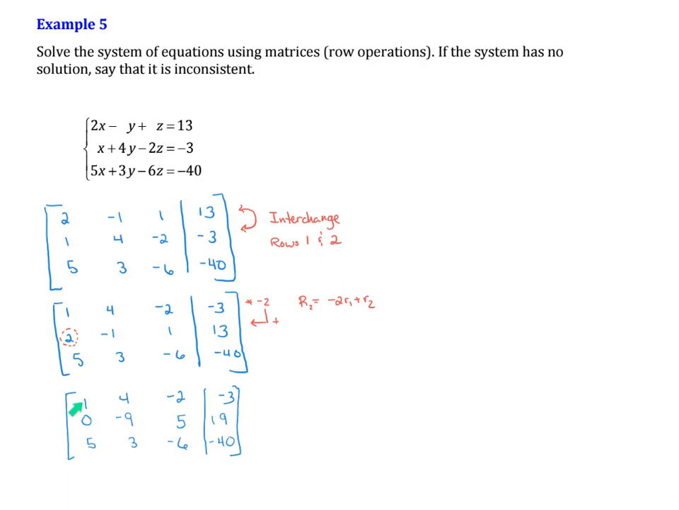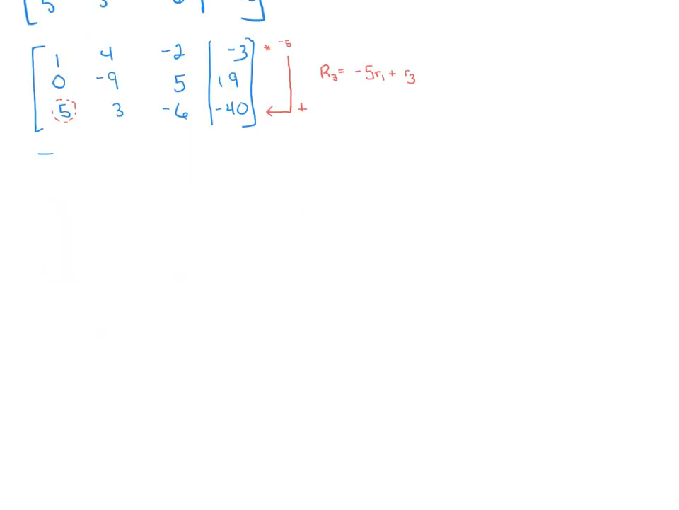So now we have a 1 in the column, we have a 0 below it, we need now this 5 to be a 0. So let's multiply this by -5 and add it to this. So this would be row 3 is getting replaced by -5 times row 1 plus row 3. So what's this yield?